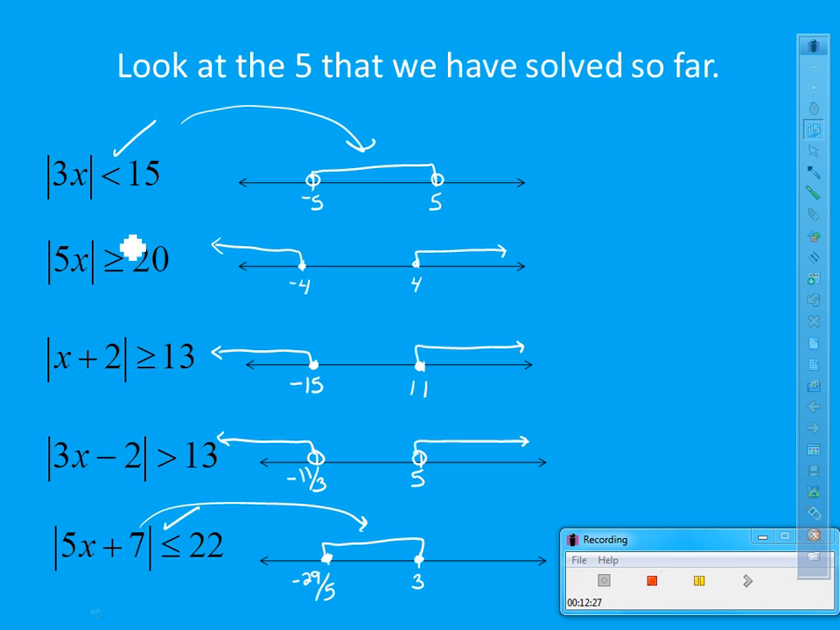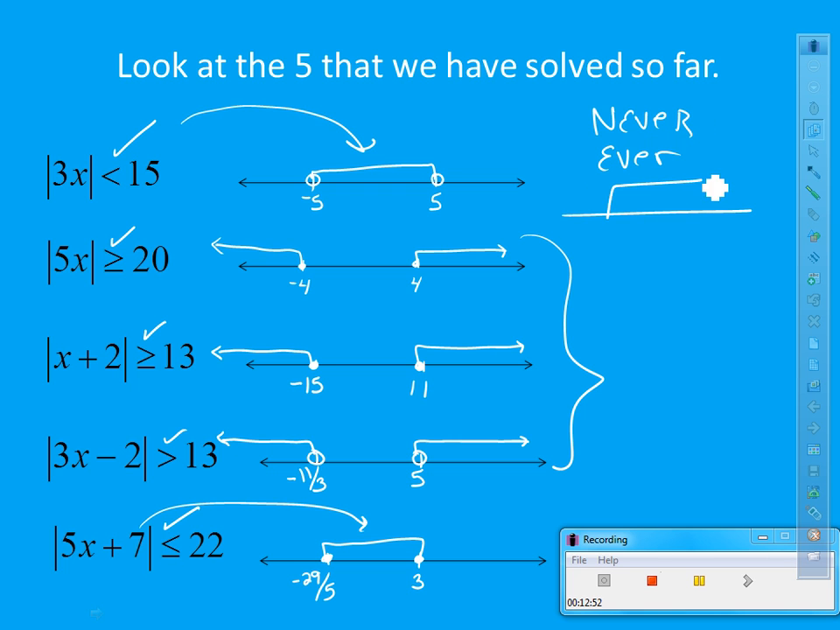Notice that here's a greater than or equal to, a greater than or equal to, a greater than. Notice what the graph does. They go away because you're trying to get further and further away. So greater than is going to look like this. Less than is going to go between the numbers. Never, ever will the graphs go the same direction. In an absolute value, they will never, ever go the same way.